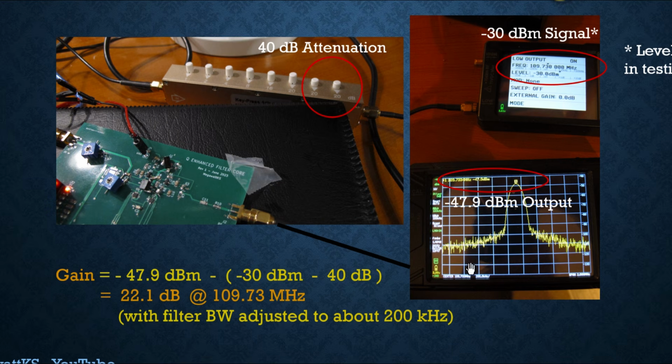And the output is shown over here on the spectrum analyzer. It's minus 47.9 dBm. Now remember, this spectrum analyzer is the same one used when I measured this minus 30 dBm coming out of this. So I'm essentially getting an insertion dB gain. It will be dependent in accuracy on how good this attenuator is, but I think this thing's good to about a dB or so. The calculation is shown down here. The gain is the output minus the input. And that works out to be 22.1 dB with the filter bandwidth adjusted to 200 kilohertz.